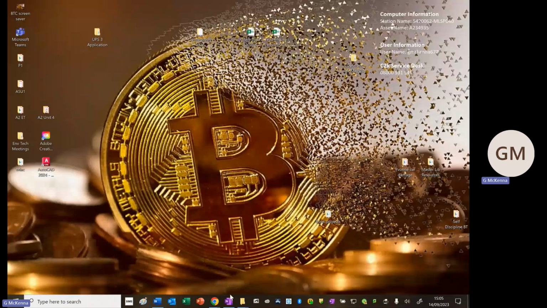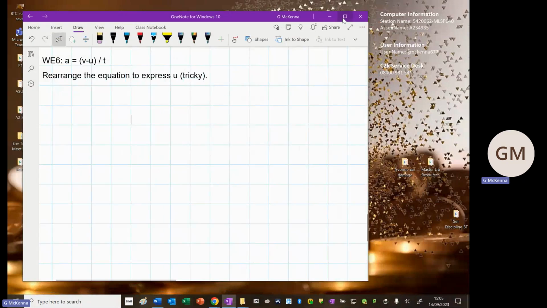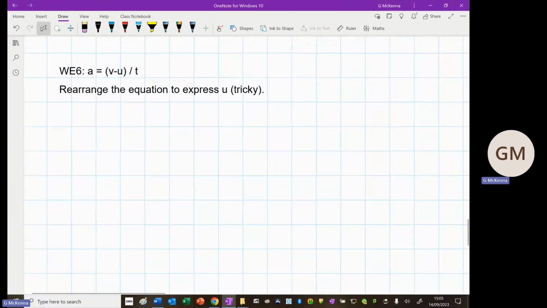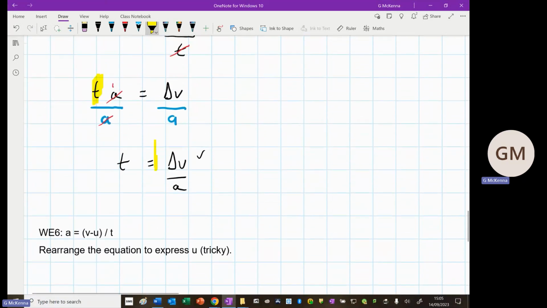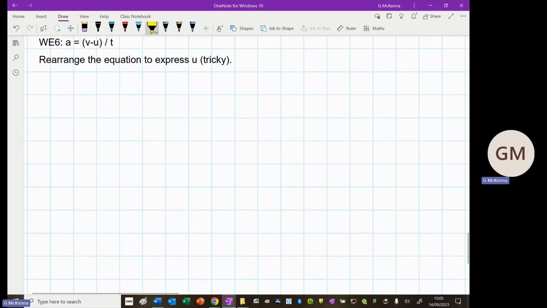Okay, we're now into worked example 6 here. Now this one again is quite tricky and it will take a little bit of work and practice and repetition to make sure it's okay. All right, in this particular example you can see we've got acceleration equals change in velocity, that's v minus u, divided by t, and we're looking to rearrange this equation to express u. Again, it is quite tricky. This one does cause problems and will require quite a bit of practice to get it correct.